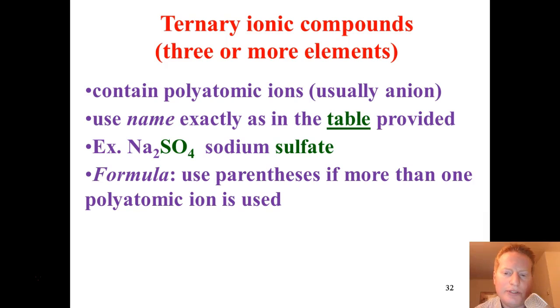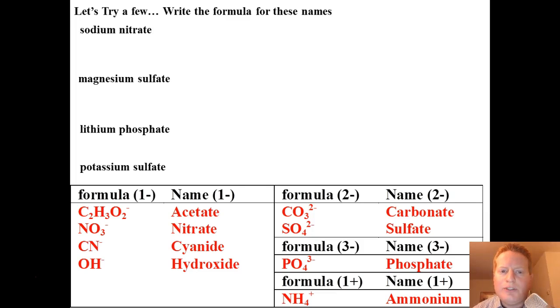You also need to use parentheses if there's more than one polyatomic ion. So we're going to go through exactly what that means. So let's try a few of these out. So the first thing we want to try out is, let's try out sodium nitrate. So we know that sodium, we look at the periodic table, is Na+, right? Now let's grab nitrate from our list down here. So here is nitrate, it's NO3-.